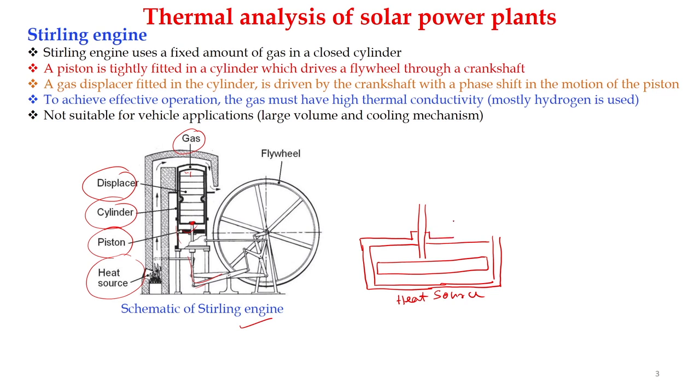It goes like this, and then we will have the piston cylinder. It goes something like this, and we will have this piston. And then this is the displacer. Maybe you can have this. And then we'll have this flywheel here. And we need some cooling.